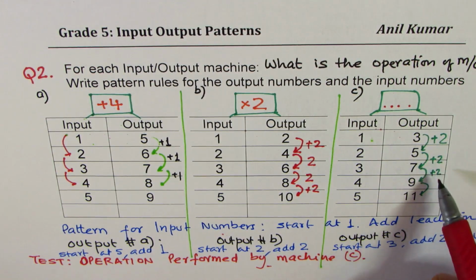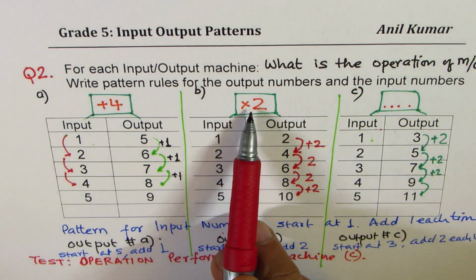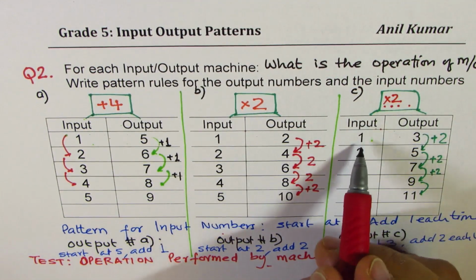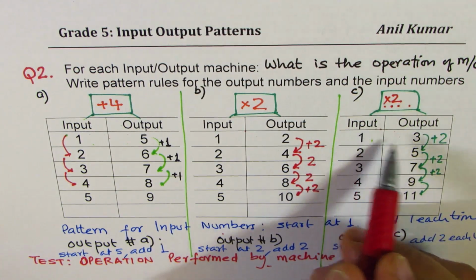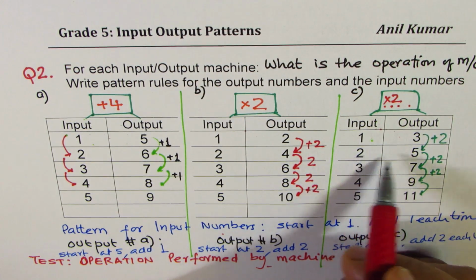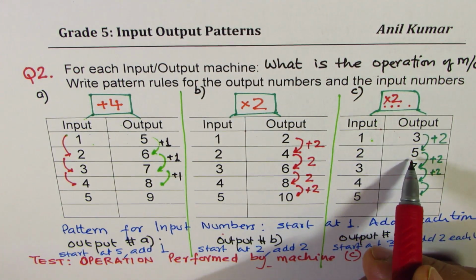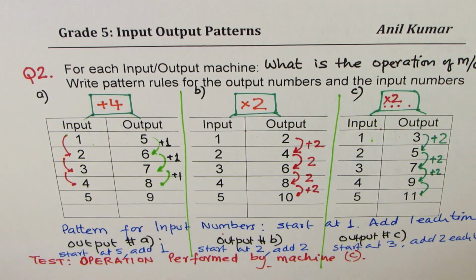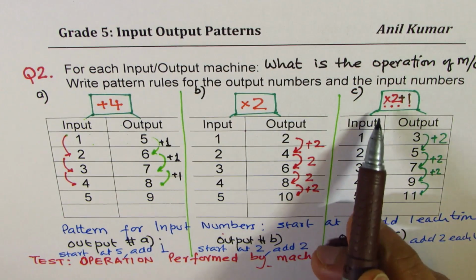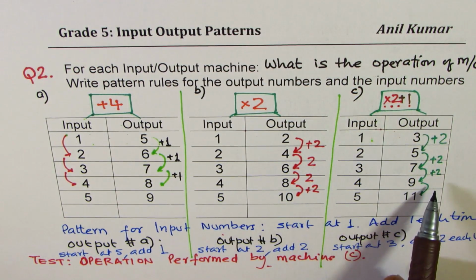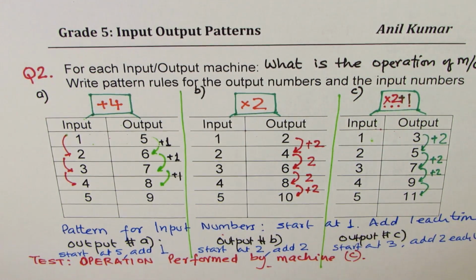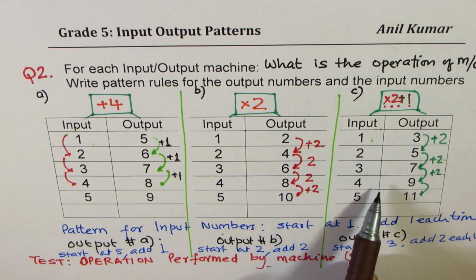Now here, let me help you. Each number goes up by 2, so it should be times 2 as we did earlier. So let's do times 2. So if I do times 2, what is 1 times 2? 1 times 2 is 2, not 3. What is 2 times 2? 2 times 2 is 4, not 5. How do you get 5? You get 5 by performing a second operation of adding 1. Right? So do times 2 add 1, then you get your answer. 5 times 2 is 10, plus 1 is 11. Do you see that? So that is how you get your operation.